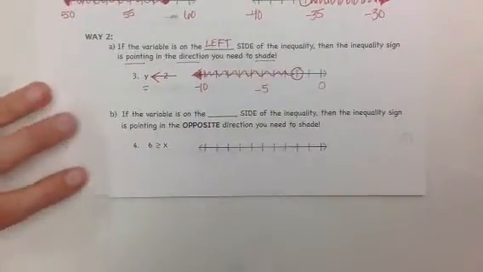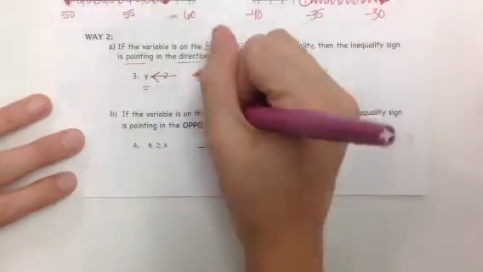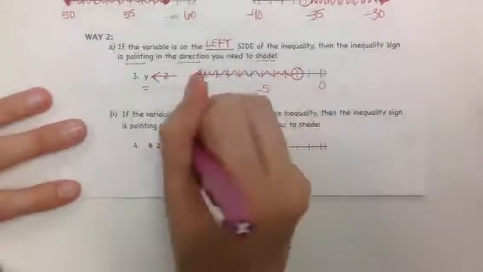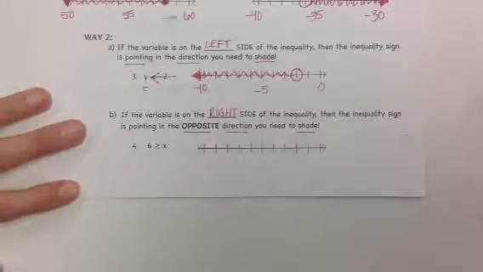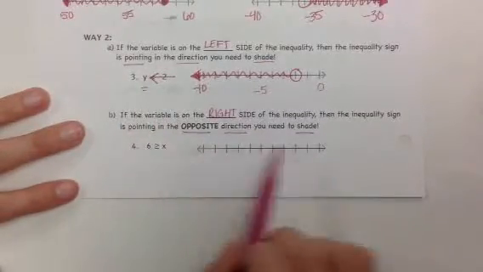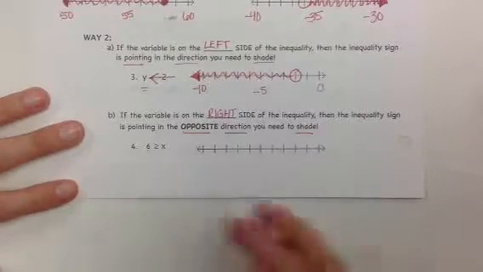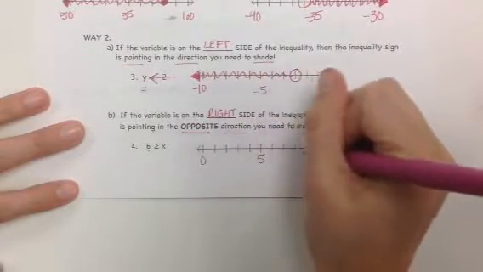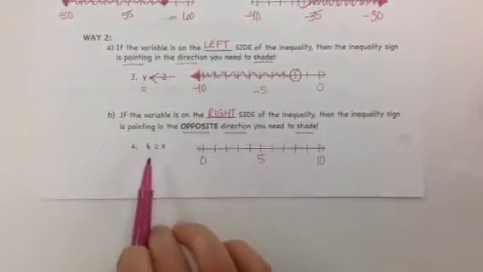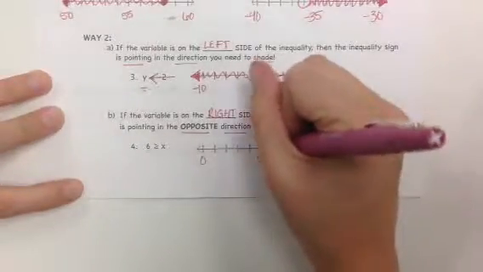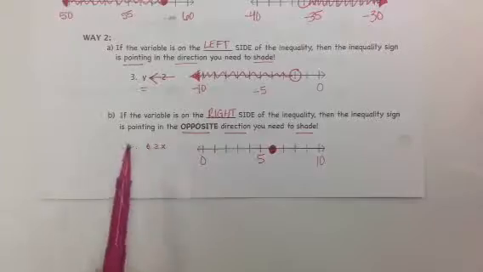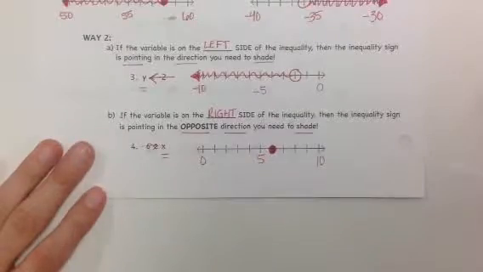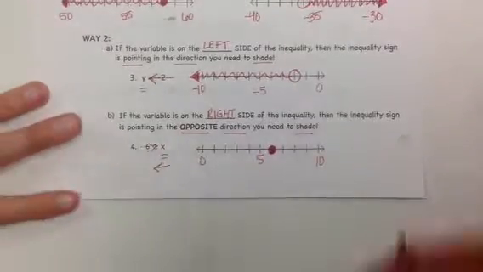Versus over here, if the variable's on the right side of the inequality, then the inequality sign is pointing in the opposite direction that you need to shade. So again, going to graph those points. We're looking at the number 6. That falls between 0 and 10. So this is 0, 1, 2, 3, 4, 5, 6, 7, 8, 9, 10. It's greater than or equal to. It has that equal to part, so it's going to be a closed circle at 6. And now, our variable is actually on the right side. So this arrow was pointing to the right, but it's the opposite, so it should actually go to the left.